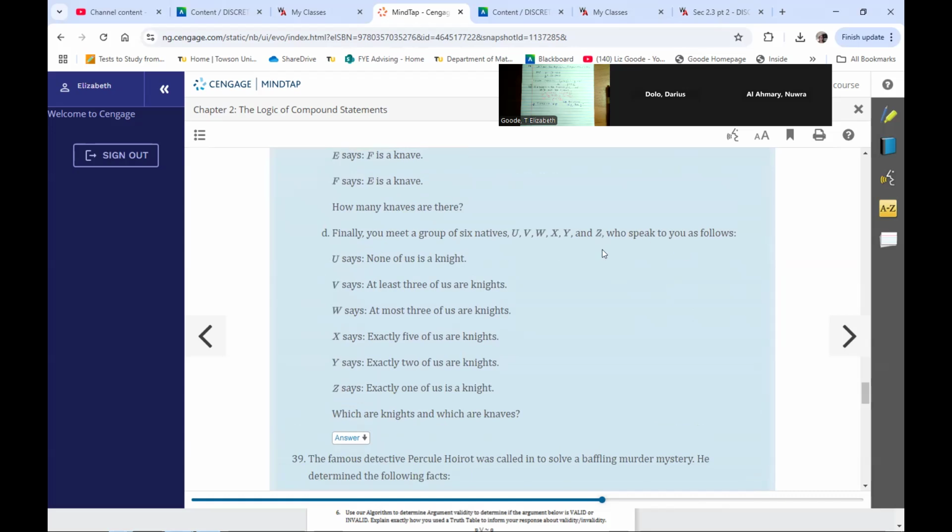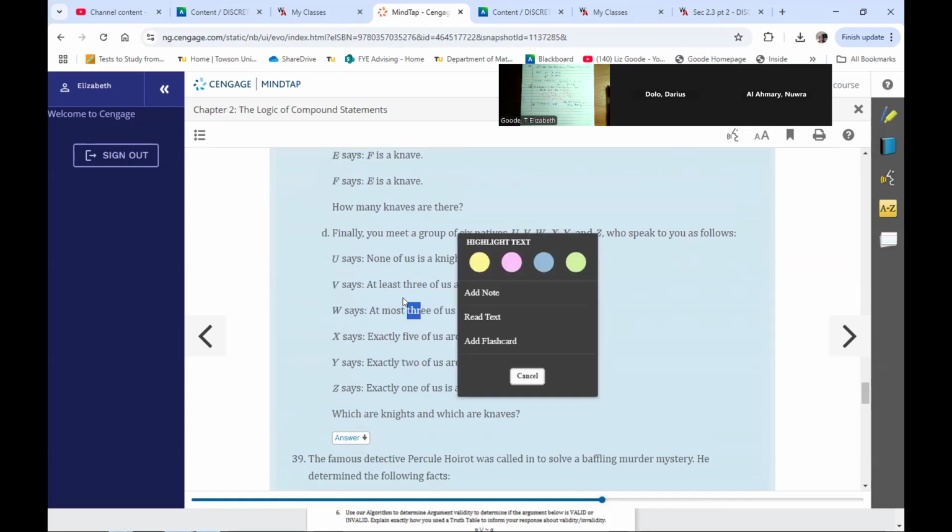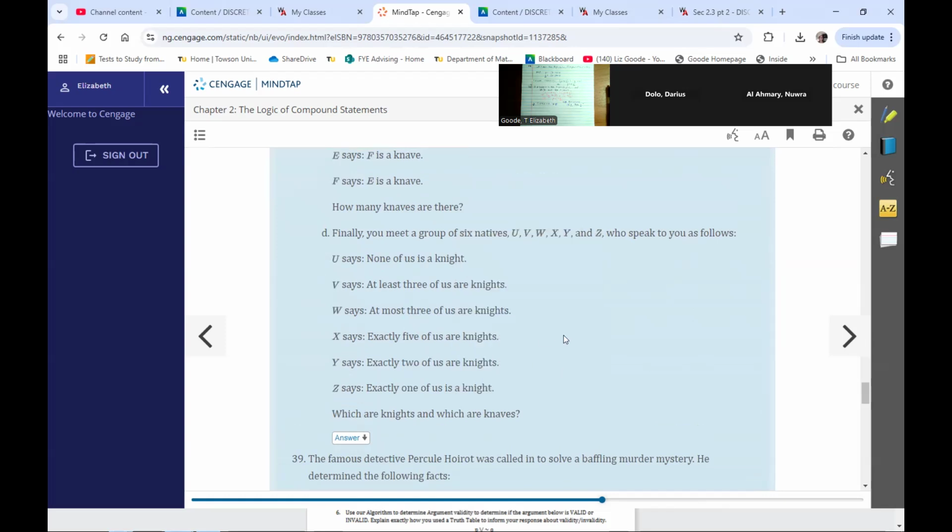You might think you need 64 rows in your truth table to deal with part D because we have six natives, and when you have six variables, you need 64 rows in your truth table, but you don't. There are only six possibilities: none of them are knights, one of them is a knight, two of them, three, four, or five of them are knights. It really turns out to be only six possibilities, and you can figure it out.